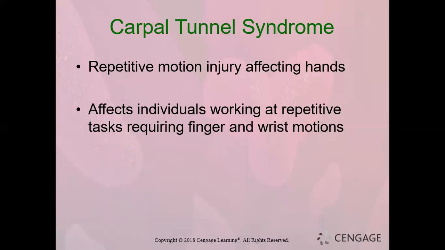Carpal tunnel syndrome is a repetitive motion injury. This affects your hands and gets worse at night, typically, from what I understand. It affects people who do repetitive tasks, such as typing. Factory workers can get this. One of the classic symptoms that I've heard them say is, I wake up in the middle of the night, and they have this horrible pain in their wrists and their hands.